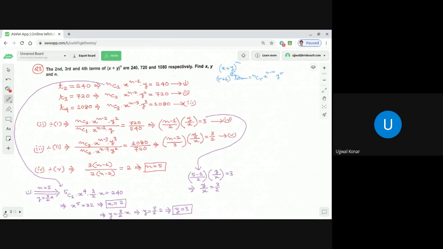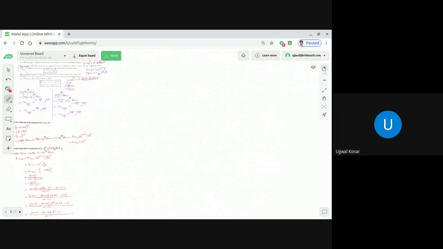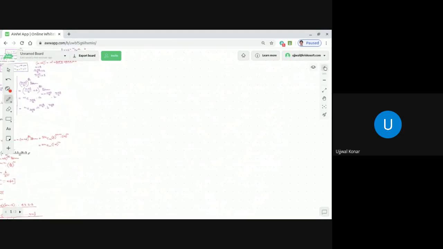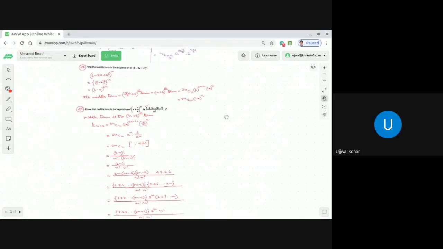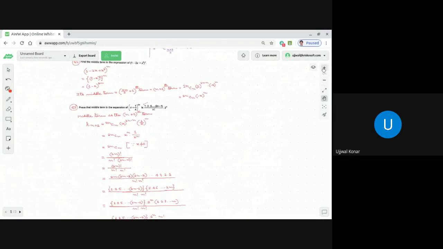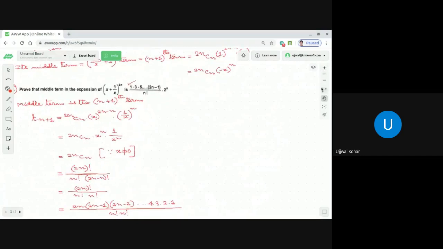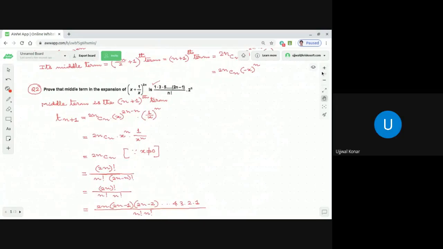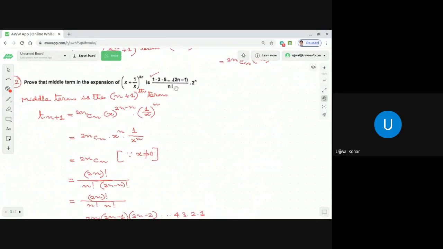Let me show you one problem we have done today. If you look into this question, let me bring that one. Prove that the middle term in the expansion of (1 plus x) to the power 2n. Able to view, dear students? Yes. Okay, if you look into this, the middle term is actually 1 into 3 into 5 up to (2n minus 1) by n factorial into 2 to the power n. Means it doesn't have any x. Like that.